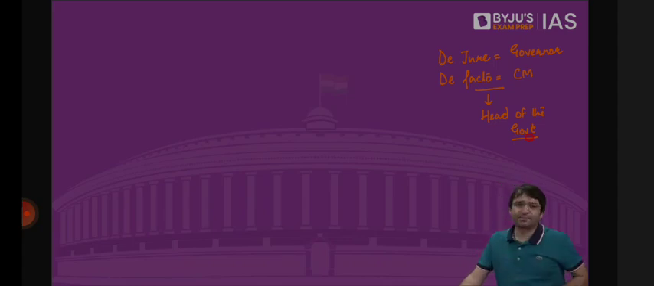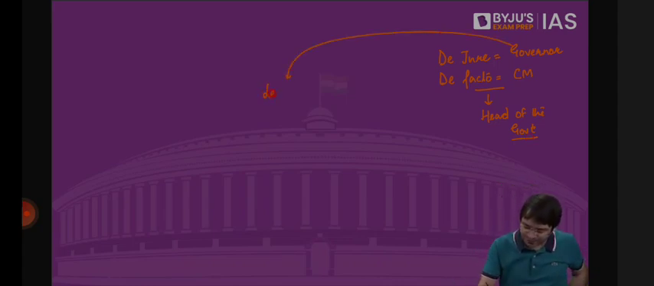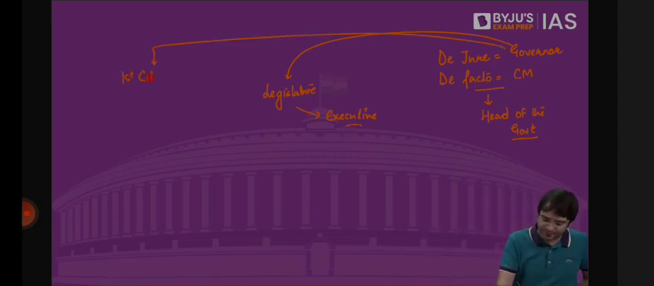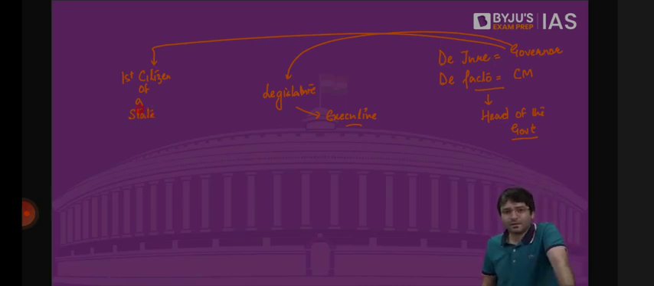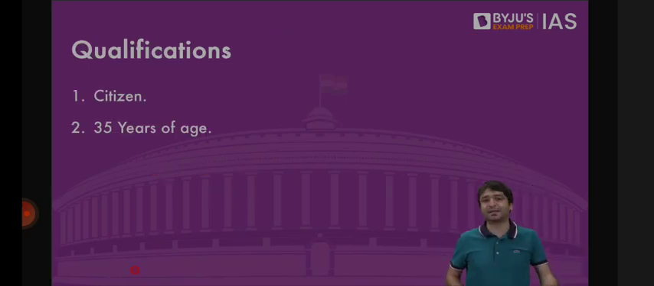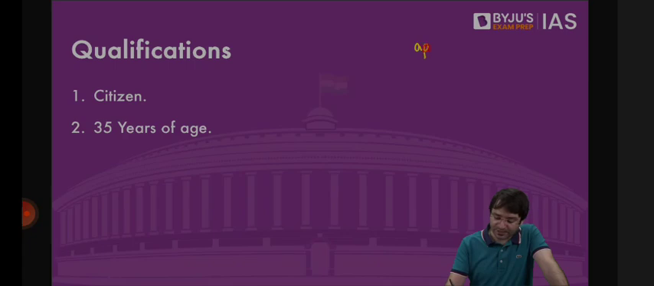This governor is an integral part of the legislature as well as the executive. Just like the president is an integral part of the executive and an integral part of the legislature. We call the governor the first citizen of a state. But this first citizen of the state wields influence, wields power. How? For that, let's look at the qualifications to be appointed as the governor of a state. Because the governor is not elected, the governor is appointed.